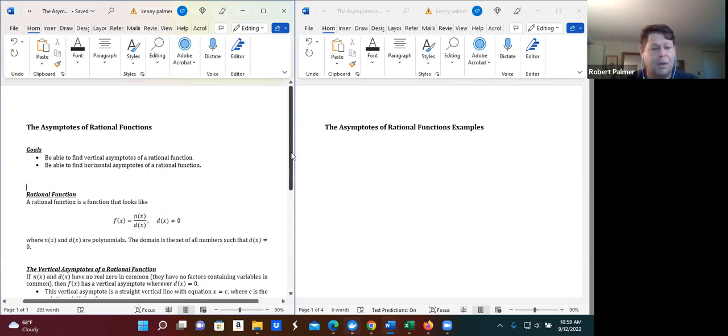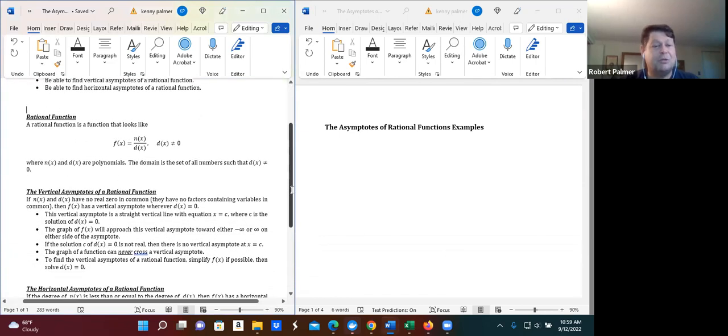So a review, a rational function is a function that looks like this, or can be written like this, f of x equals n of x over d of x, where both n of x and d of x are polynomial functions. So basically a rational function is a polynomial function divided by another polynomial function. And here, we say that d of x can't be zero, and any places where d of x is zero will be important in a moment.